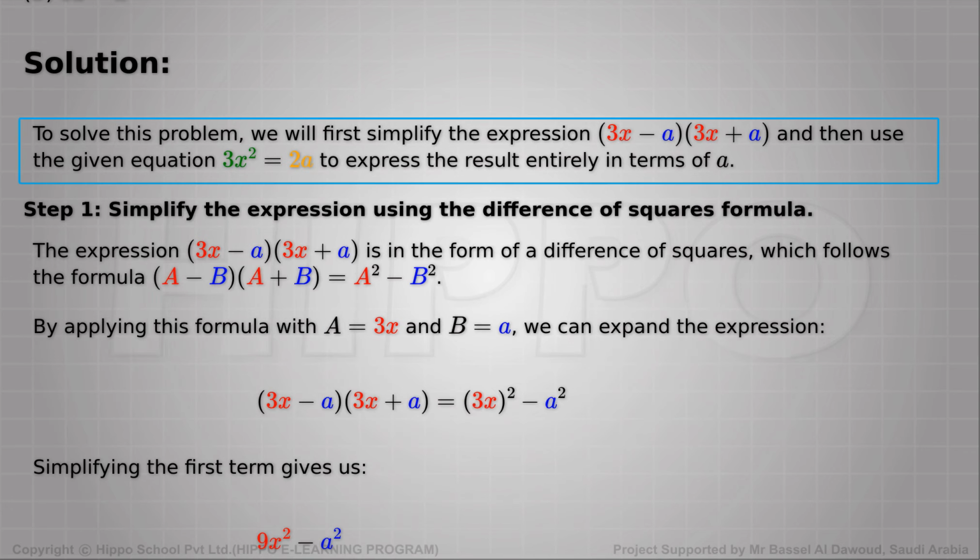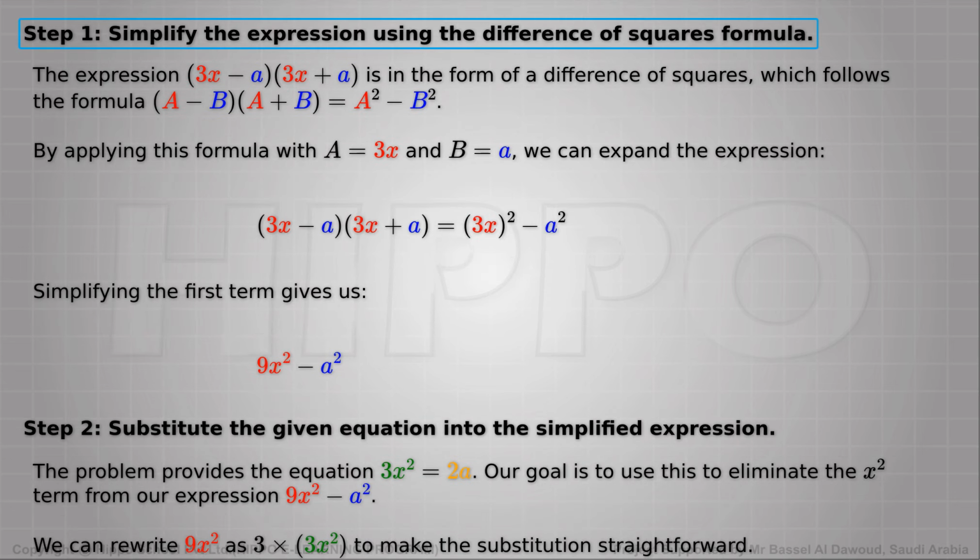Our overall strategy will be a two-step process. First, we'll simplify the expression we're given, which is (3x minus a) times (3x plus a). Then, we will use the equation the problem provides, which is 3x squared equals 2a, to substitute and eliminate the x variable. Let's begin with the first step.